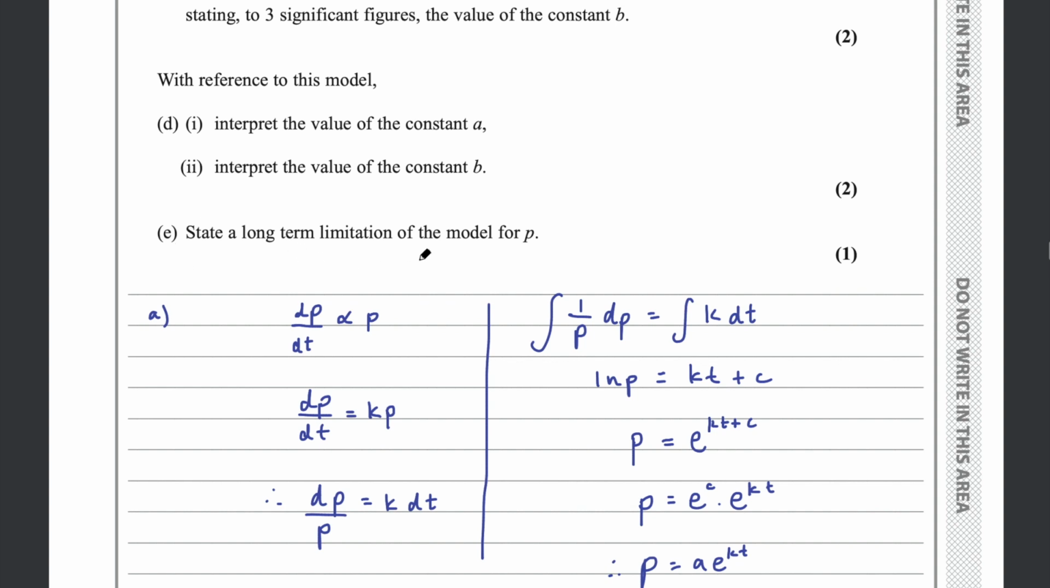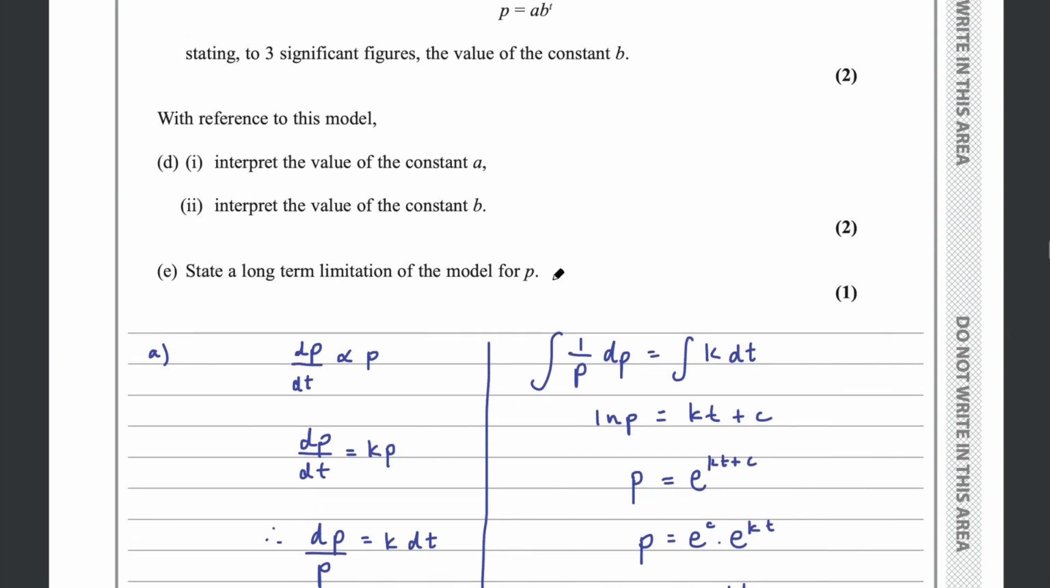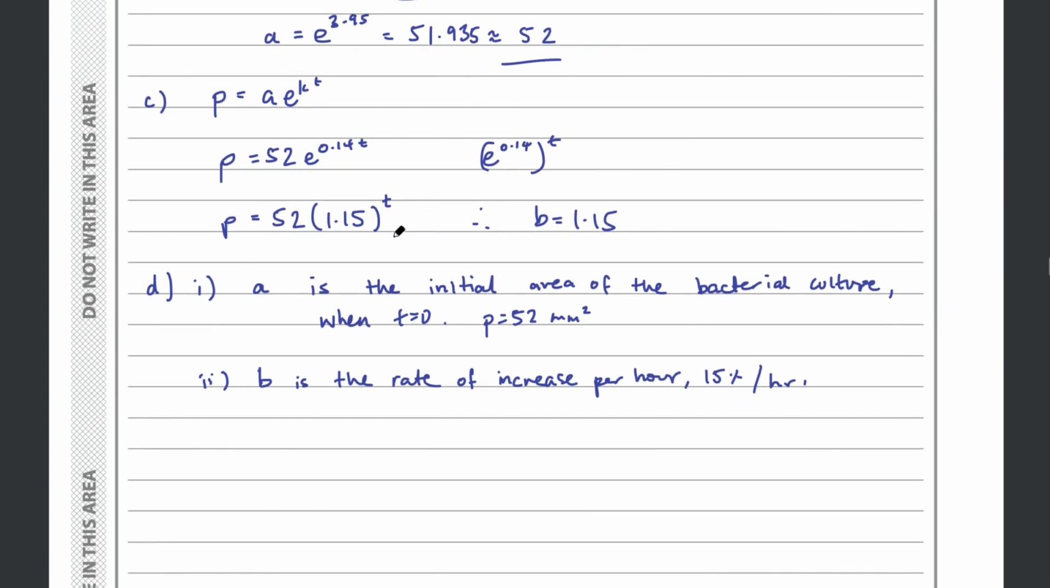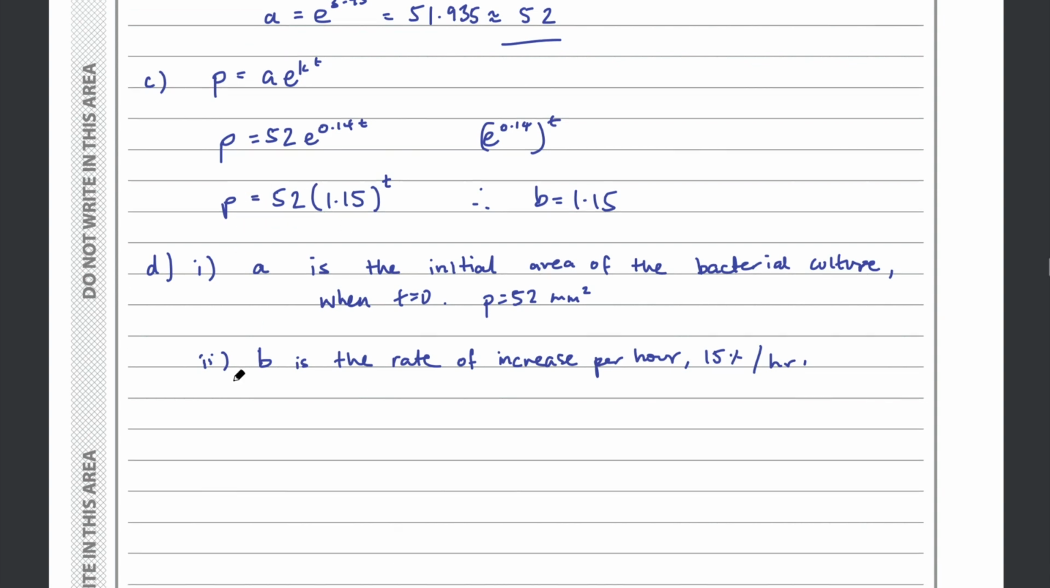And E says state a long-term limitation of the model for P. So this being an exponential model, it won't have any upper limit. So this would just go on increasing and increasing. You could put t equal to 1,000,000 and you get some large area. But we know that this bacteria exists in a circular dish. And so therefore there is some upper limit on the area, unless they keep putting it into larger and larger areas, but eventually there's going to be some upper limit on the area this culture can grow to, which the model does not account for.